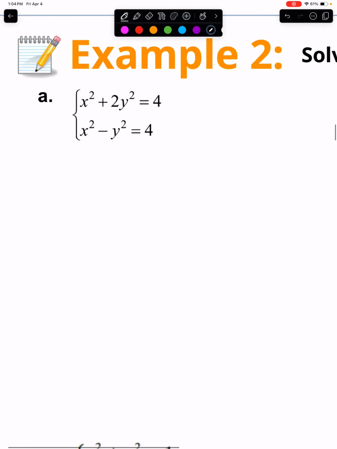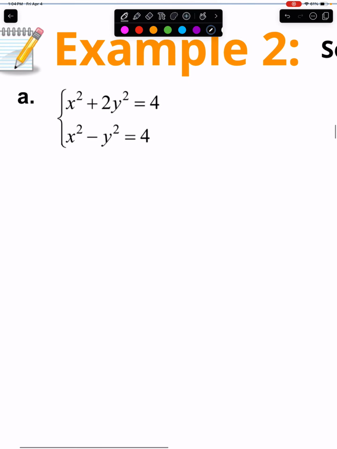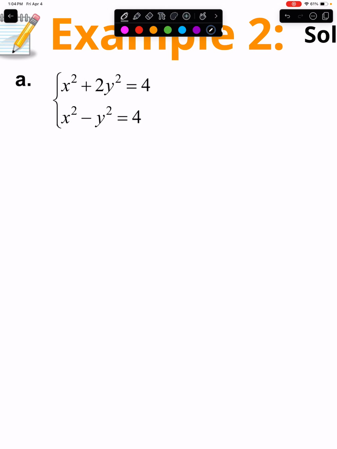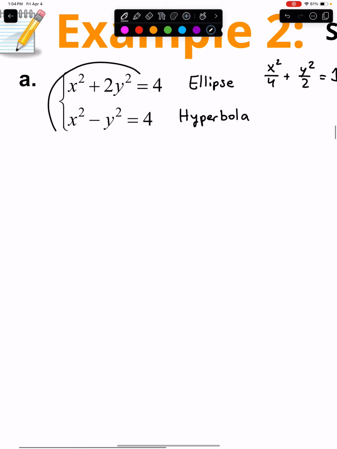So solve the system algebraically. First part we're going to recognize: when we're solving algebraically, it doesn't fully impact us what shapes we have, but we can still look at these and decipher what they are. The first one looks like it would be a circle, but because there's a divide by 2, this is really going to be an ellipse: x squared over 4 plus y squared over 2 equals 1. And the second one is going to be a hyperbola. And we don't want to graph these. We're solving algebraically.